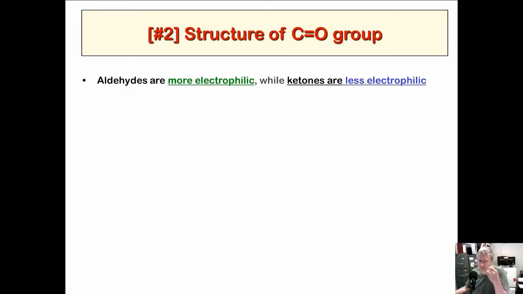Another interesting thing is that aldehydes are more electrophilic, more likely to be reactive. Ketones are less electrophilic. And that sort of explains what I was talking about with pharmaceuticals. So aldehydes are kind of reactive, and you wouldn't really want a reactive substance as a drug usually. And in most pharmaceuticals, you want stability, and the ketone provides stability. Okay, so there's two reasons for this.